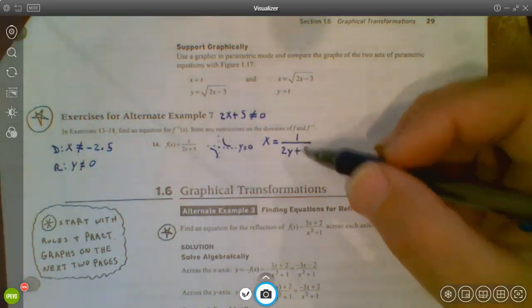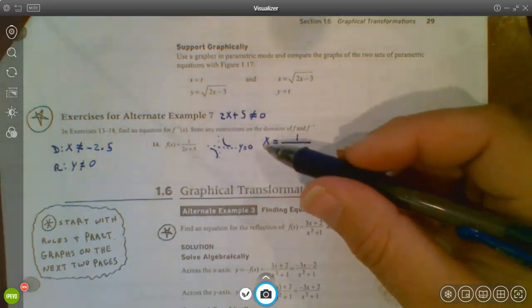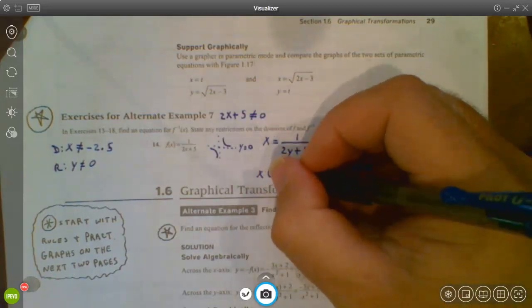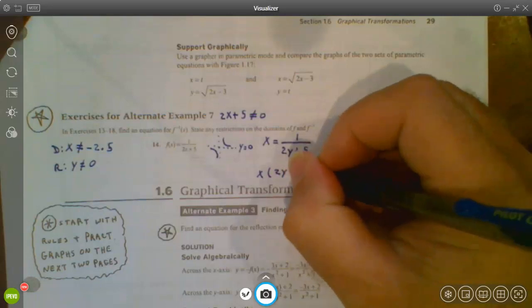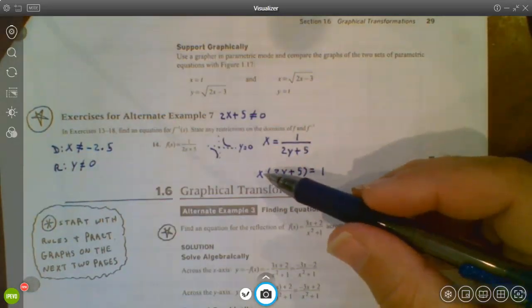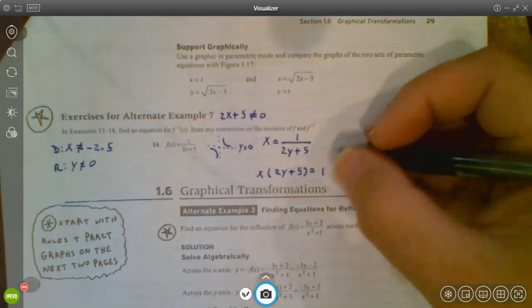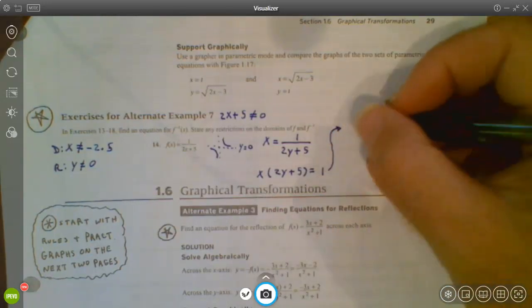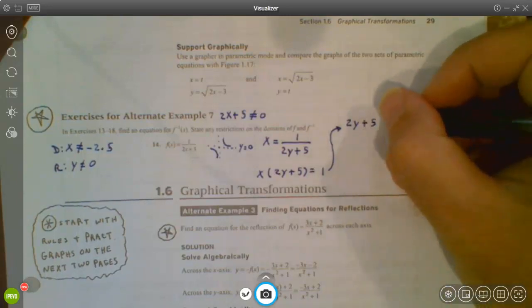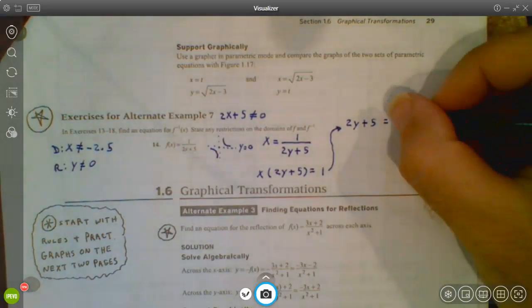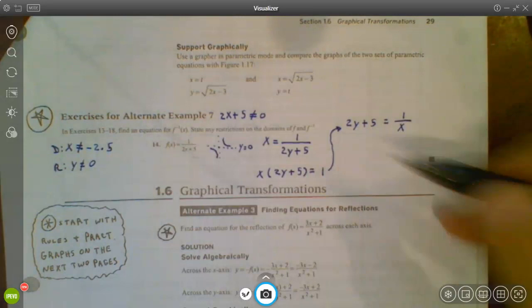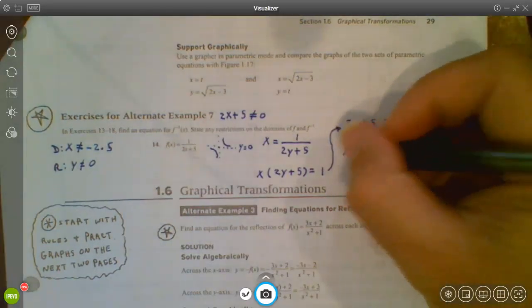Let's get y by itself. I'm going to take this, multiply it over to the other side. Do not distribute, simply because I'm now going to divide the x over to here. So we're going to have 2y plus 5 equals 1 over x. I'm going to subtract 5 and divide by 2 to get the inverse.